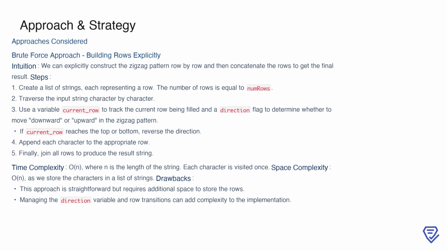This approach has a time complexity of O(n), since we visit each character once, and a space complexity of O(n) to store the rows. However, while this method is straightforward, it requires additional space for the rows and involves managing the direction flag, which can make the implementation slightly more intricate.